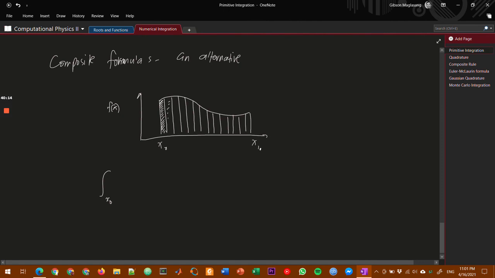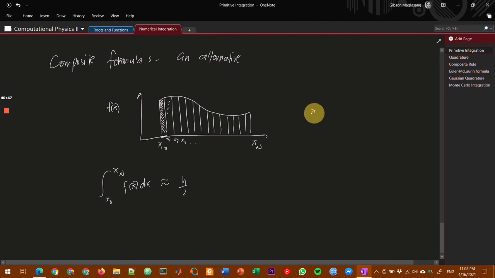Okay, sorry. xn. So this is x naught, and then this is x1, this is x2, this is x3, and so on. Okay. So x naught up to xn, f of x dx, can approximate that to, so each segment kani is a trapezoid, and we know the formula sa trapezoid. We have h over 2. Let's say ang interval ani is h.